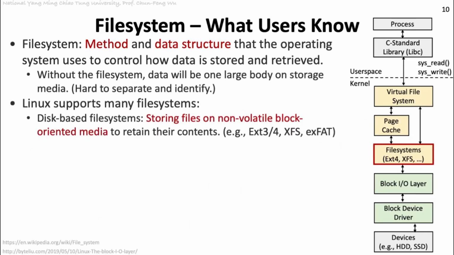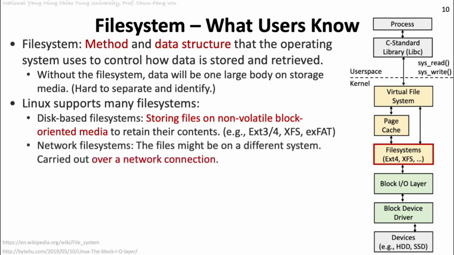So generally, there are two different perspectives for the file system. One is the disk-based file system, which is about storing files on non-volatile block-oriented media. So there are the ext family, XFS, exFAT, or even the Mac OS file system. They are all disk-based file systems. And there is another very famous one called network file system. In a network file system, the file might be on a different system, accessed over network connections. So we need to know where the file is.